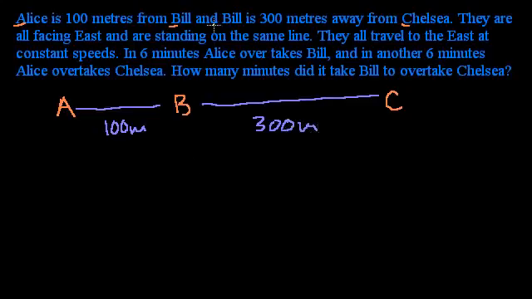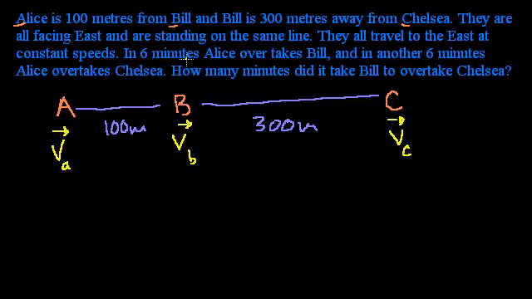And the problem tells us they are all facing east and are standing on the same line. Fair enough. So let's say that's east. So they're all facing in that direction, standing in the same line. They all travel to the east at constant speeds. Okay, but they don't say that they're all traveling at the same speed. Their each individual speed is constant. So this could be velocity of Alice, lowercase a, velocity of Bill, and then this is the velocity of Chelsea.